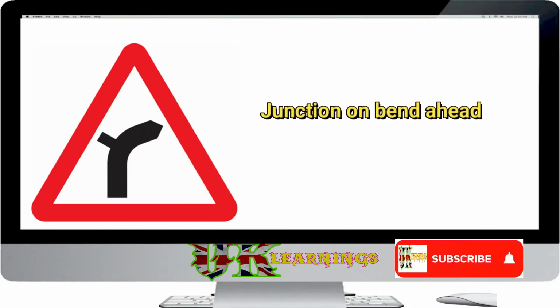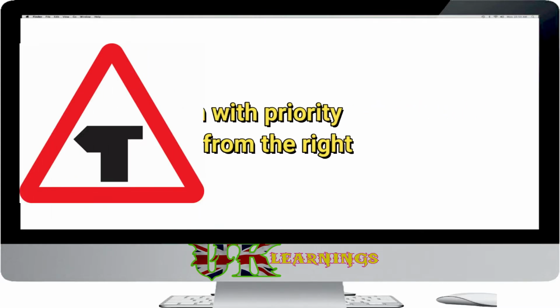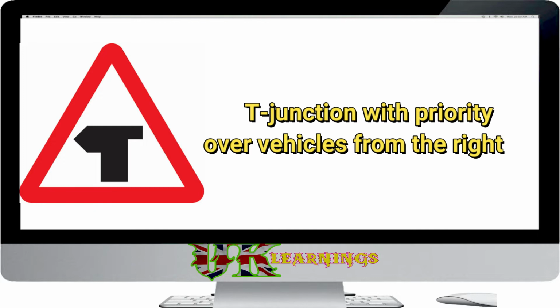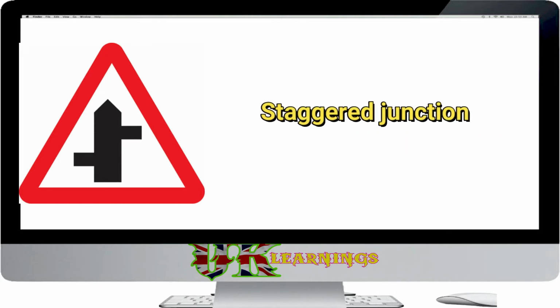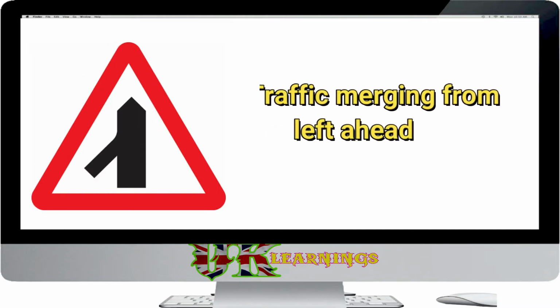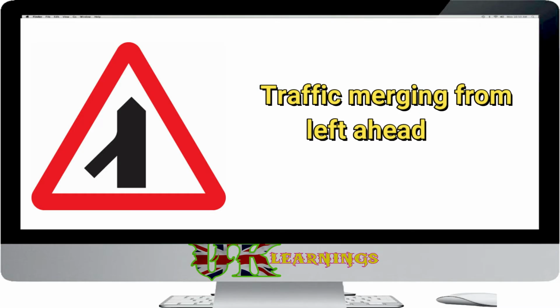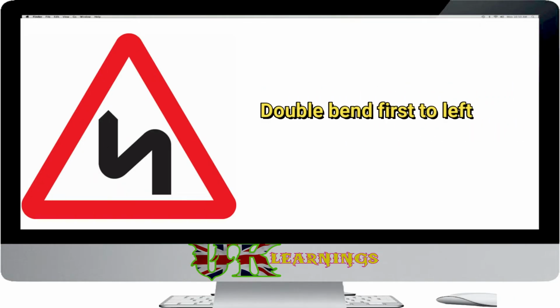Junction on bend ahead. T-junction with priority over vehicles from the right. Staggered junction. Traffic merging from left ahead. Double bend first to left.